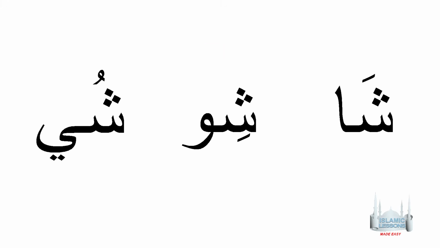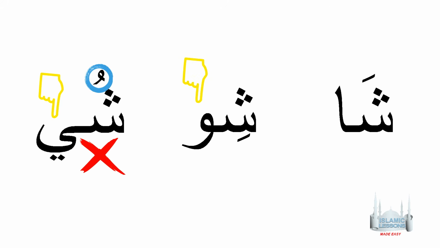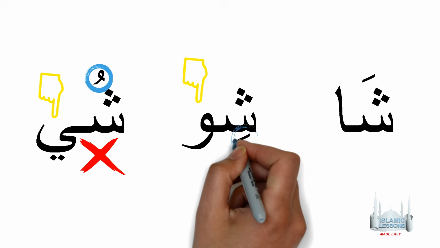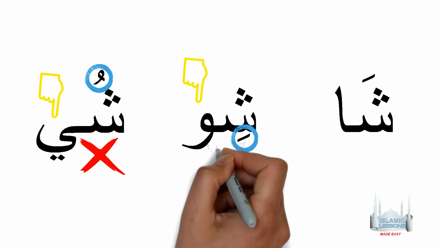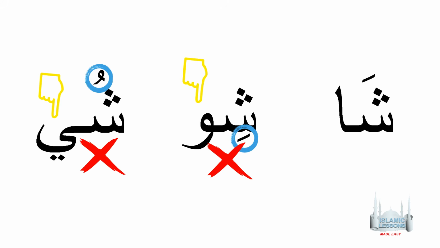Okay, which one is the long vowel out of these examples? Is it the first one? The ya has no mark, but what should come before the ya? A kasra. This is a dhamma. It can't be a long vowel. Okay, what about this one? The vowel has no mark, but what goes with the vowel? A dhamma. This is a kasra. The vowel isn't a long vowel.